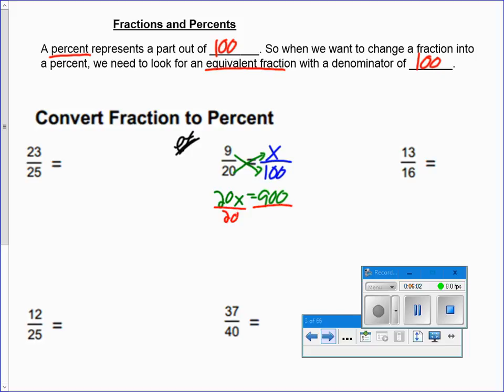Just going to divide by that coefficient 20 and solve. Or anytime we have two zeros at the end of a number, we can simplify that, make it a little easier solving. 90 divided by 2, that's just 45. So 9 over 20 is the same as 45%.